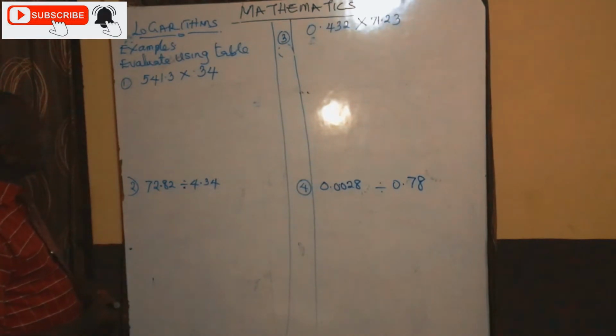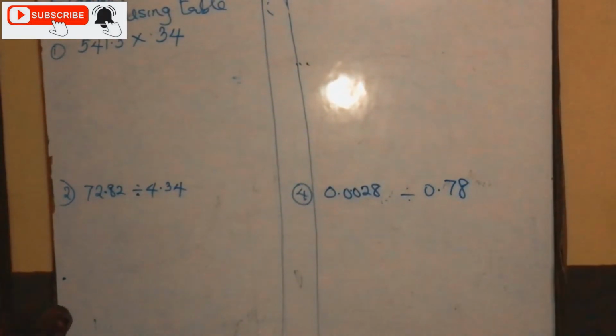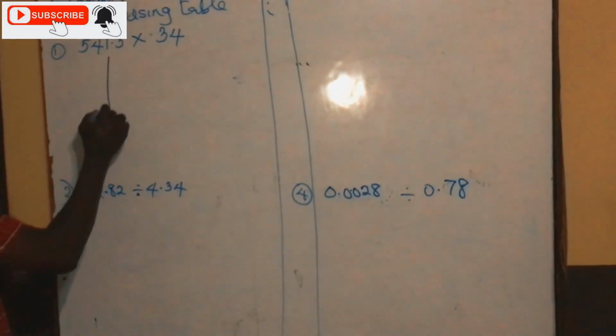We want to see some examples using the logarithm table and checking anti-logarithm. Example 1: evaluate using table 541.3 times 34. So we draw the line.